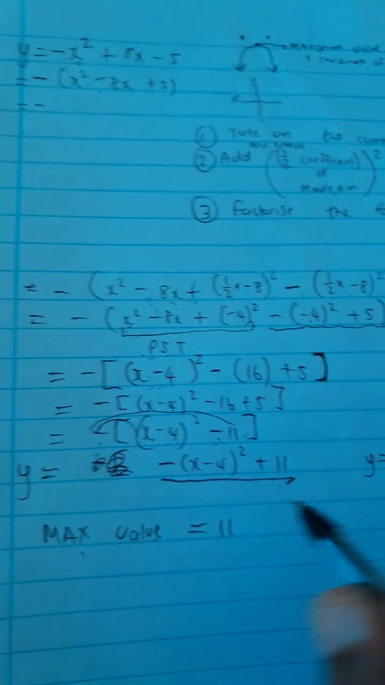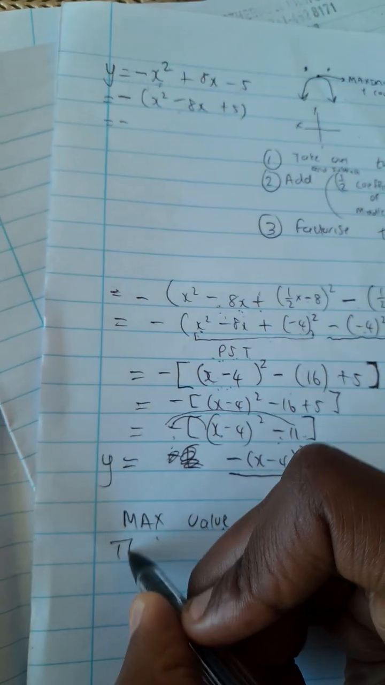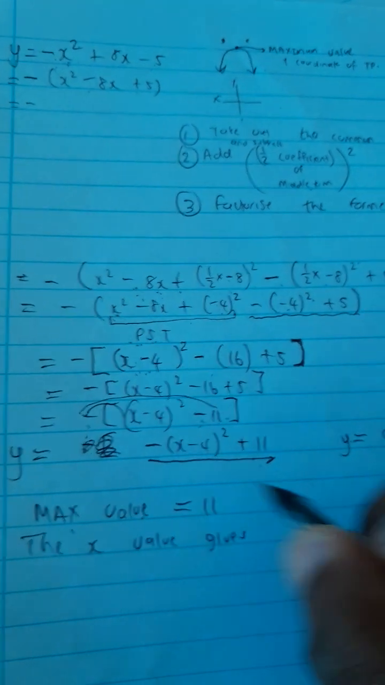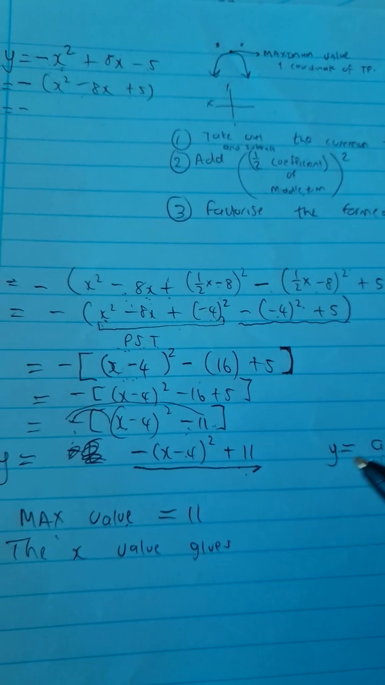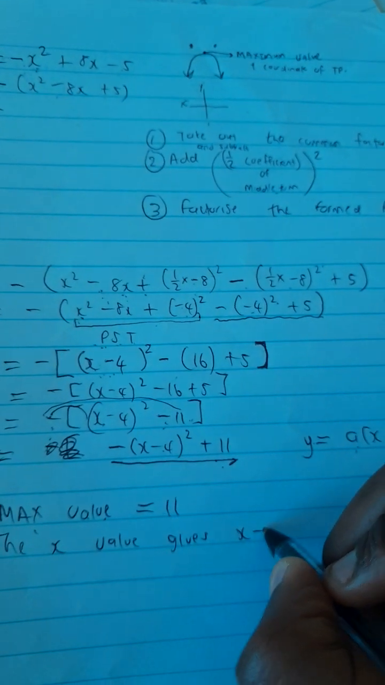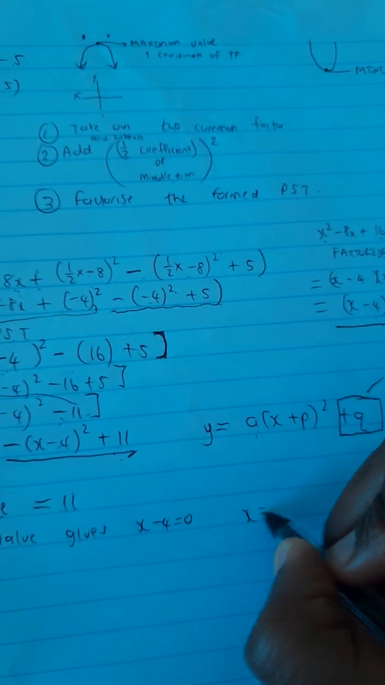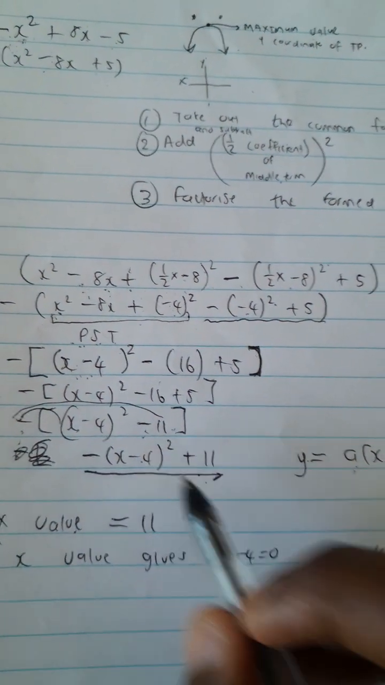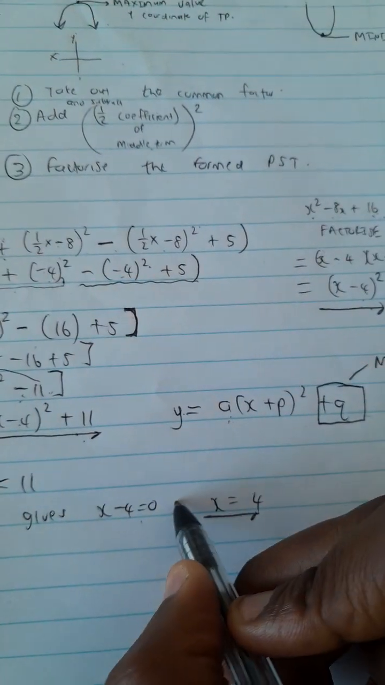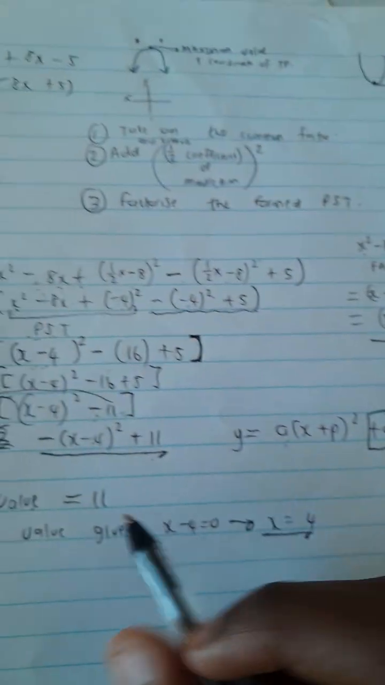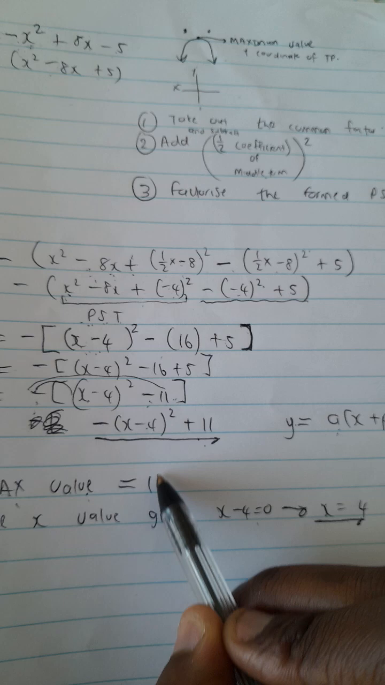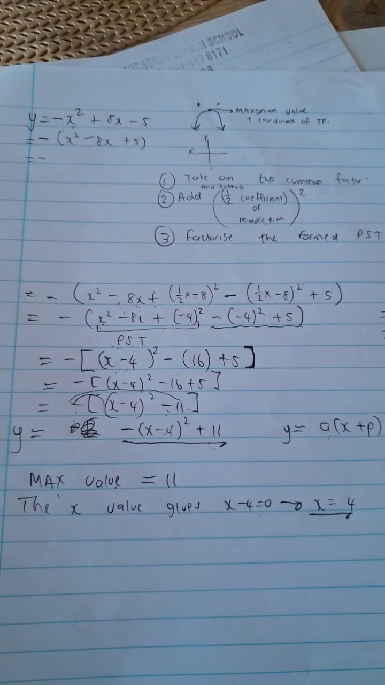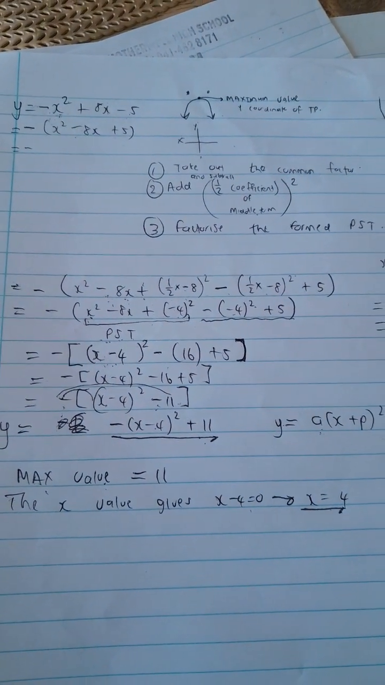And the x value that gives me that 11, or maximum, is when x is equal to 4. All I did was take this expression, x minus 4, and equate it to 0. When x is equal to 4, that is when my maximum value, which is the y value, is 11. So this is how you complete the square and get the maximum or the minimum.